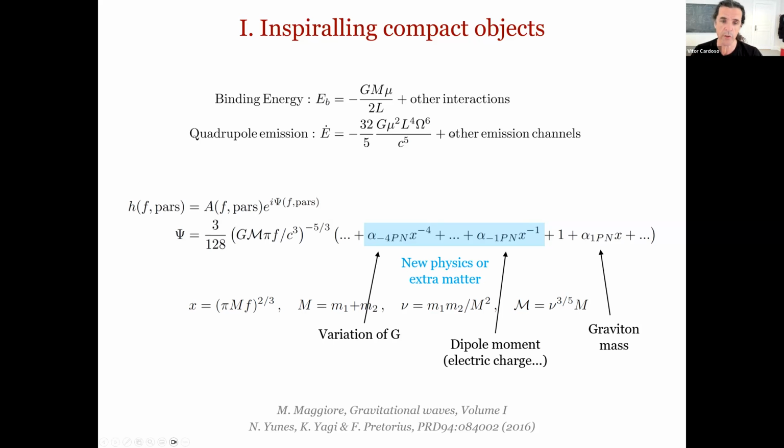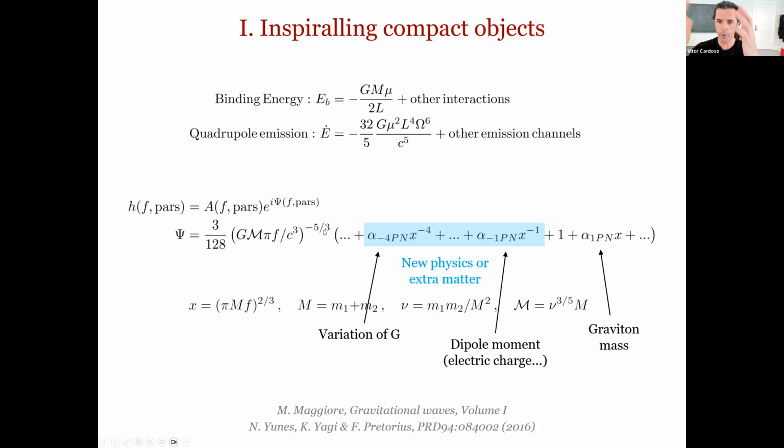Now, because you know how the system evolves, you can translate this into how your gravitational wave amplitude h looks like. And in a stationary phase approximation, it has a phase, capital psi, that evolves as a function of frequency. So frequency for me is this small f, and x is basically f^(2/3). It's a measure of the velocity of your system, okay? Now, the dominant term is a frequency to the -5/3.